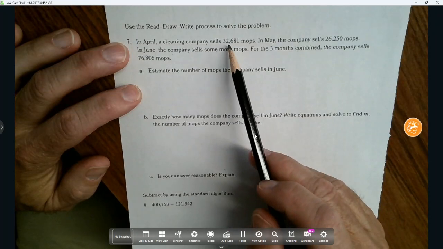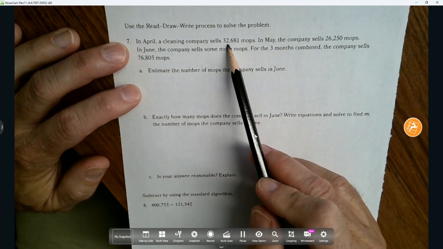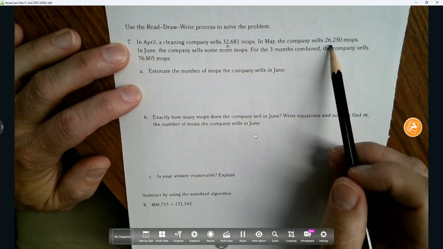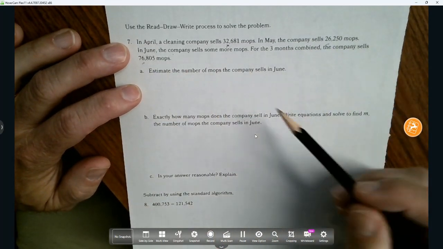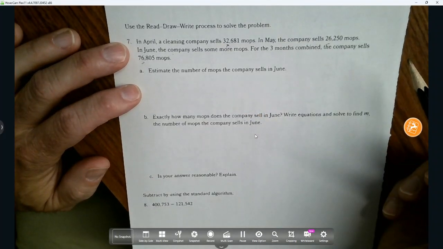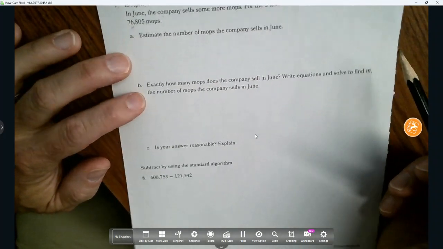So estimate. Round this to the nearest, let's go with the nearest 1,000. Round this to the nearest 1,000. Round this to the nearest 1,000. And give us an estimate. Remember, it should be a number with a bunch of zeros after it. So use your estimate on that one.